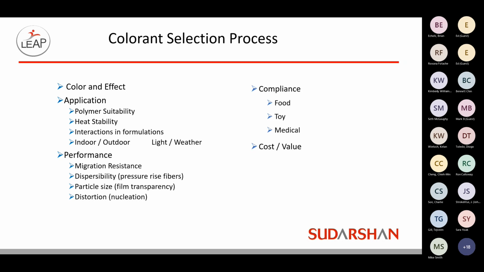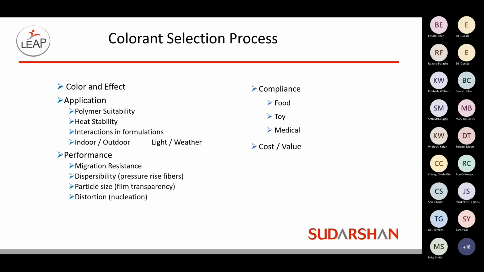And obviously then technical performance needs to be understood as well. Things like migration resistance or dispersibility, particle size in terms of film transparency are just some of the many types of technical properties that have to be considered when selecting a pigment. And then, of course, there are some applications in plastics where there is a need to have additional compliances like food, toy, and medical that have to be considered when selecting that particular colorant.